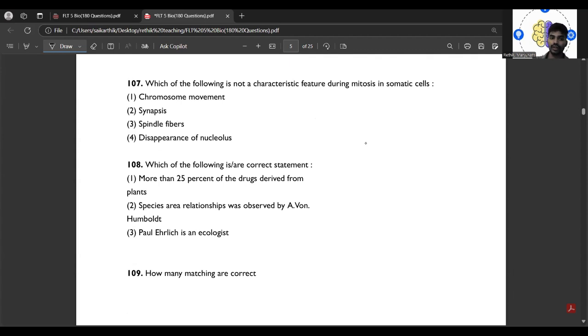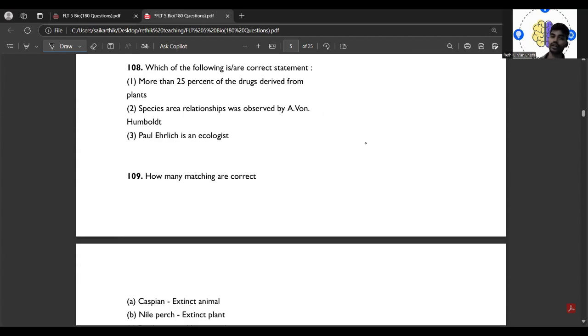Next, coming to 107, which of the following is not a characteristic feature during the mitosis in the somatic cell? It is option two, that is synapsis, because crossing over for exchange of genetic material occurs in meiosis. Which of the following is a correct statement? More than 25% of the drug delivery from the plants, then the species area relationship were observed is fine. Then all the three are correct.